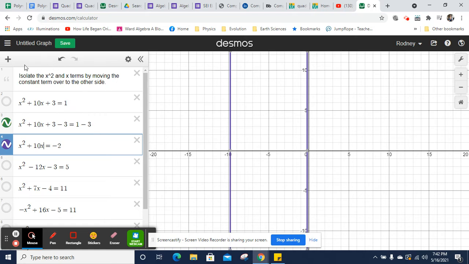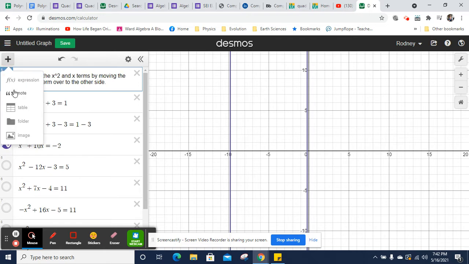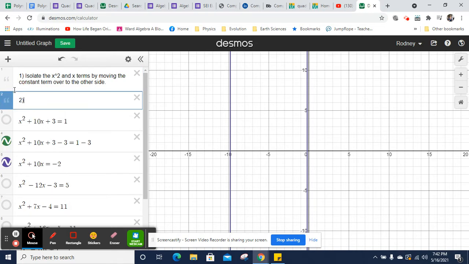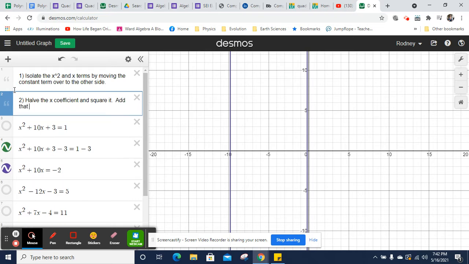Now, here's the next step that I need to take. This is step 1, of course. And then step 2, take half of the x coefficient and square it. Add that to both sides.